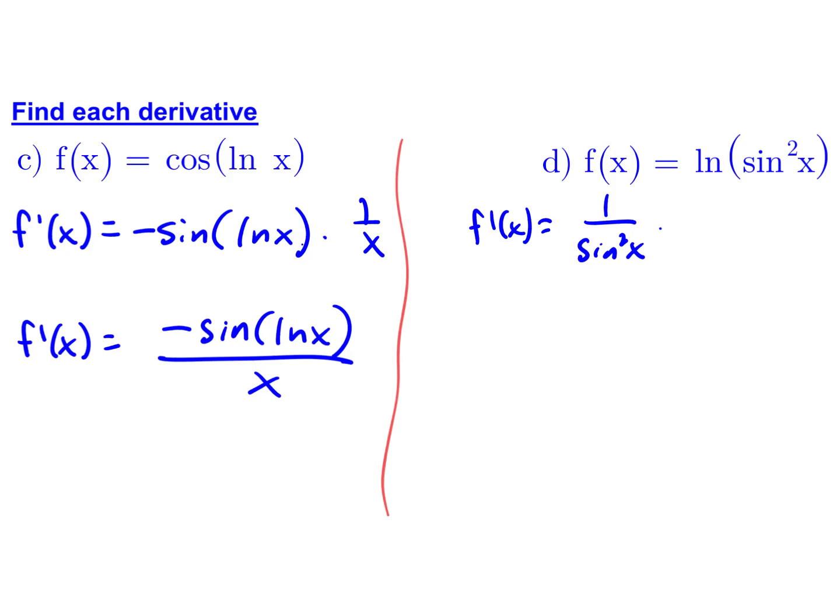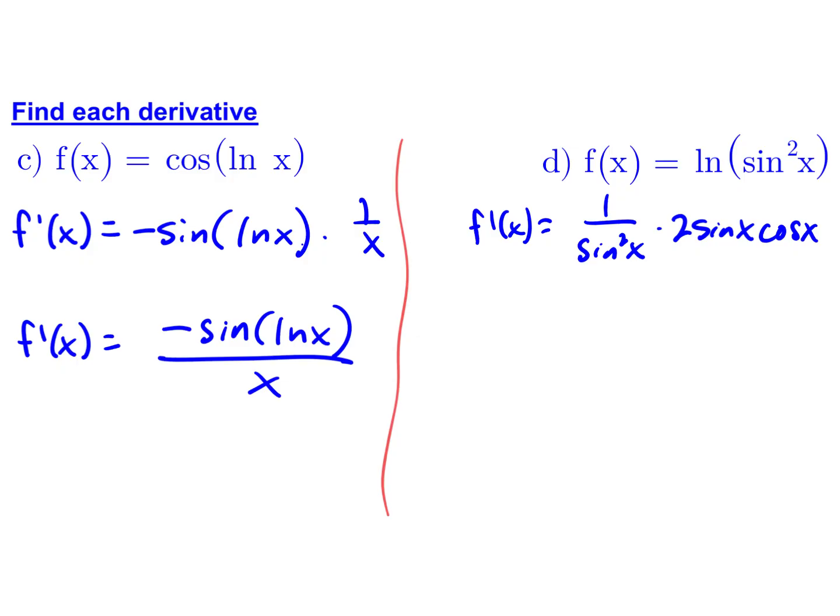I have to first use the power rule, so that's 2 sine x. But then I also have to multiply by the derivative of the sine, because now the inside function is the sine, and so I have to multiply that by the cosine. So we have a double chain rule here. We have 2 inside functions. The first inside function is sine squared, because that's inside the natural log. Then I have to take the derivative of the inside function, which means I have another inside function, the sine, and that's where the cosine comes from.